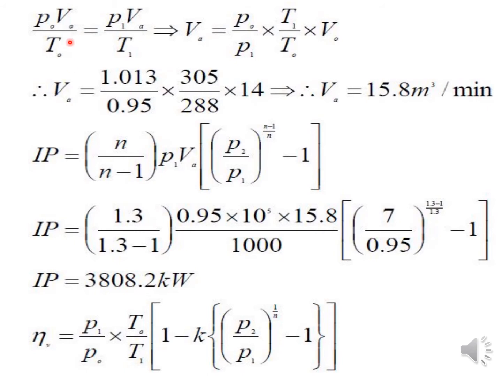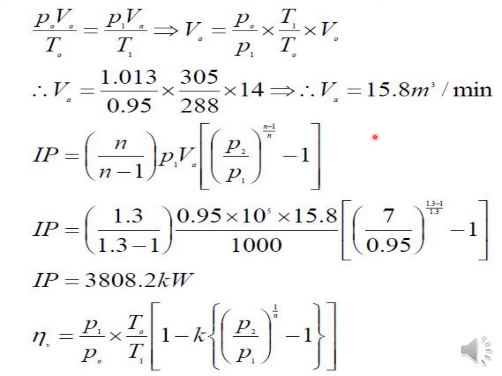We know that PV by T is equal to constant. So at free air conditions, P0 V0 by T0 is equal to P1 VA by T1. VA means the volume at induction conditions, that is free air V1 minus V4, which we are taking as VA. So how to calculate VA? Just make the mathematical modification, substituting P1 and T1 this side. All the values are given: P0, P1, T1, T0, V0. VA is 15.8 meter cube per minute.